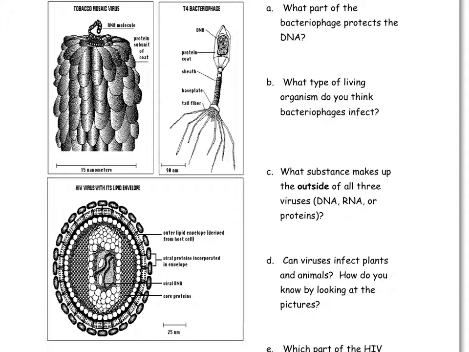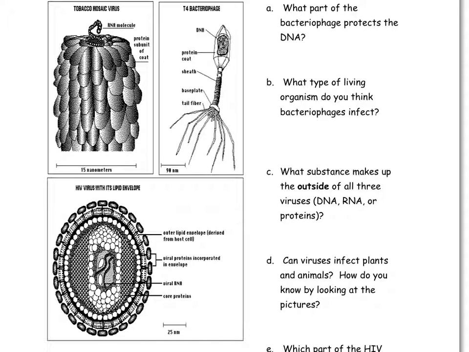We have one here, it's the tobacco virus, so obviously that would infect plants. We have something called a bacteriophage, which would be a virus that infects bacteria. And we also have an HIV virus, which we know only infects animals. Now, what I hope you notice here about the viruses is that they have a couple things in common.